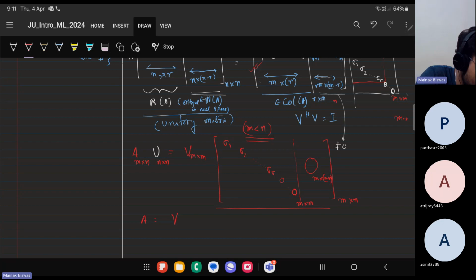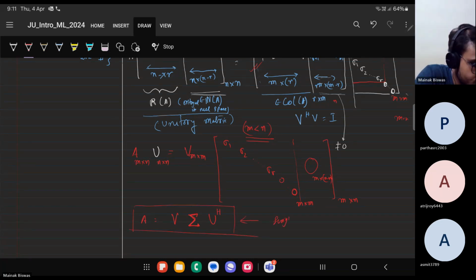I write this matrix as sigma. And I write this as U Hermitian. This is called the singular value decomposition. Clear? Yes.